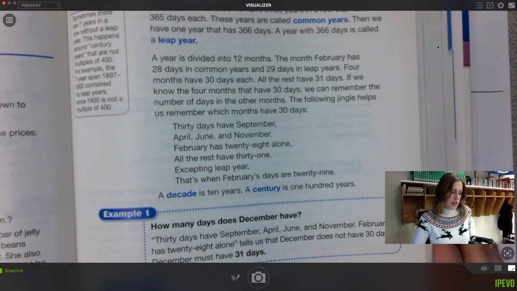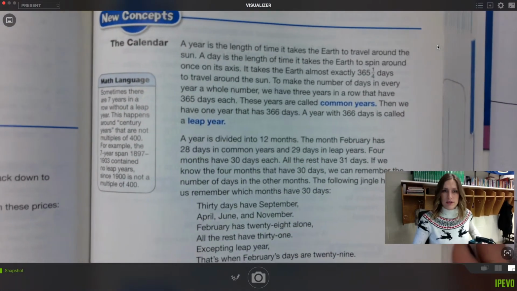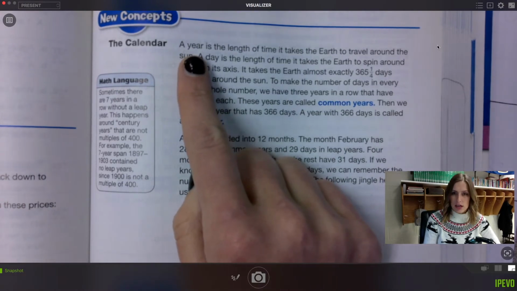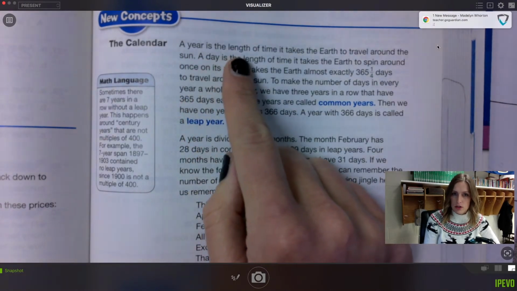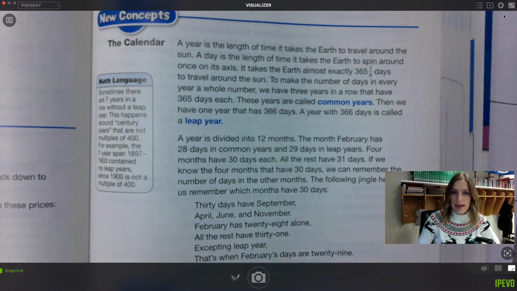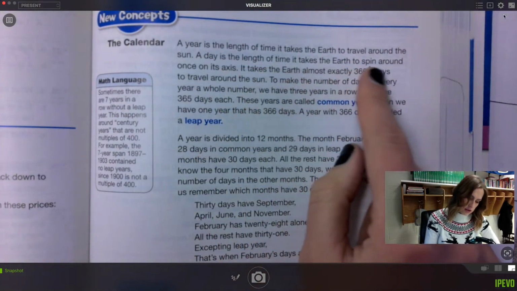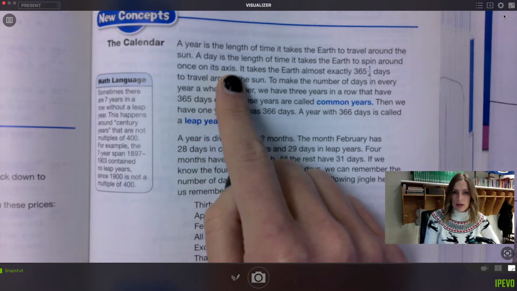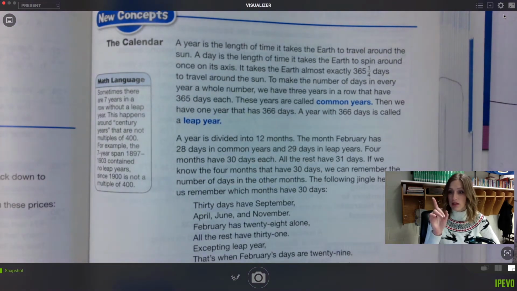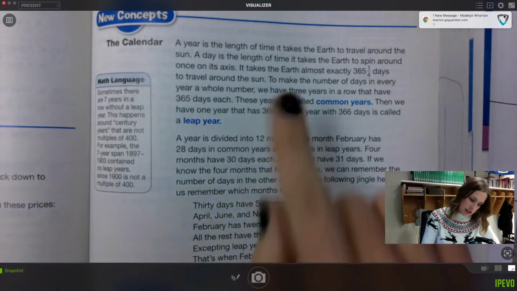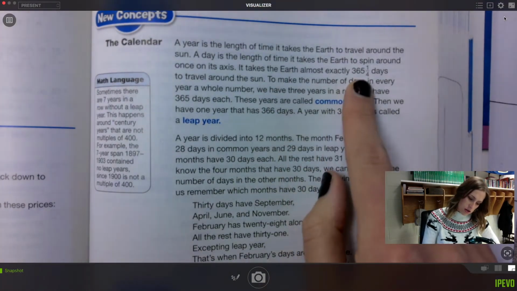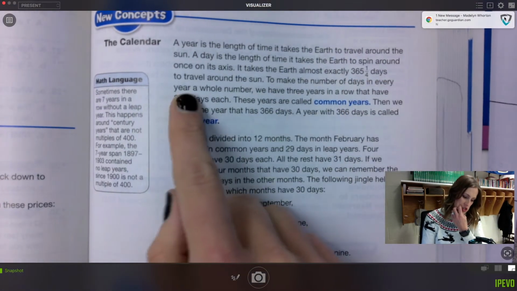Our new concept today is the calendar and rounding numbers to the nearest 1,000. So the calendar, one of the main things that we use is a year. And a year is the length of time it takes the Earth to travel around the sun. So a day is the length of time it takes the Earth to spin around once on its axis. Kind of like what we were talking about in reading last week. So we have this axis that the Earth is spinning on. It takes the Earth almost exactly 365 1/4 days to travel around the sun.